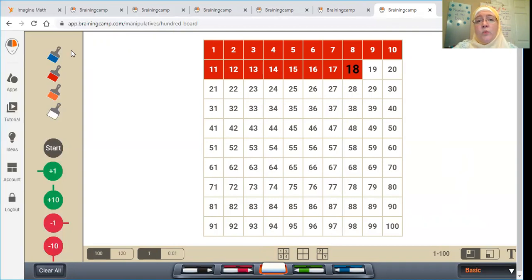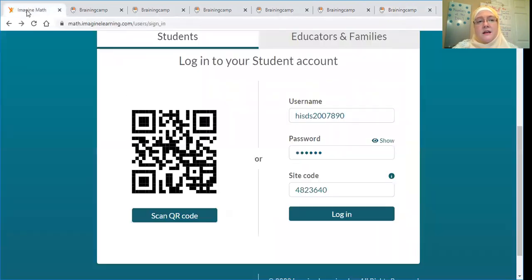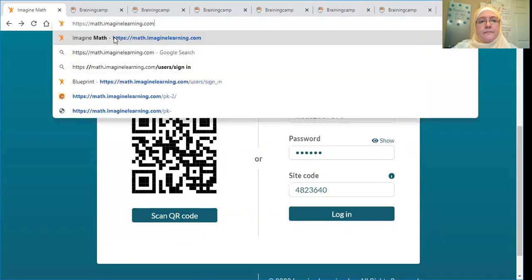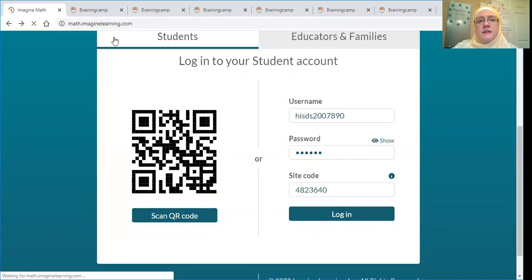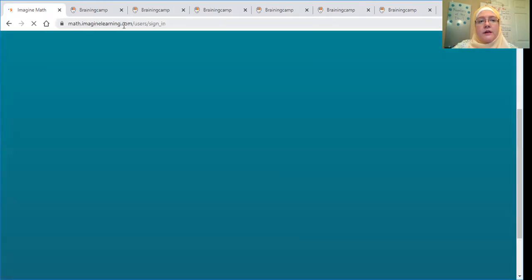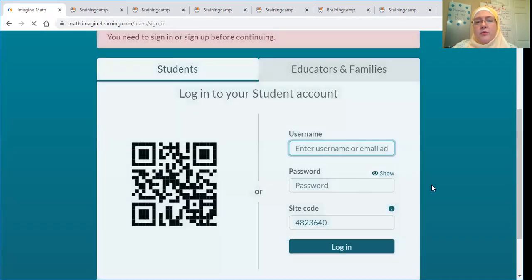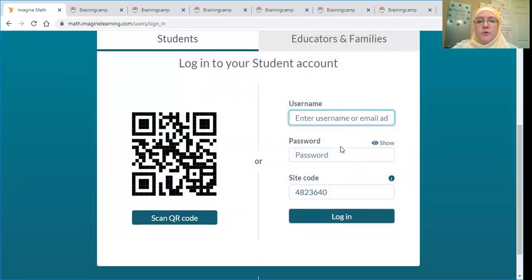So you're going to see all of these different ways as you are working on the computer. Now, what do I mean by working on the computer if you haven't seen it yet? So this is what the page would look like if you went to Imagine Math. It looks just like this. You're going to go to math.imaginelearning.com, and it's going to bring you to a page just like this. And you are going to put in your user ID, which is an HISD number.